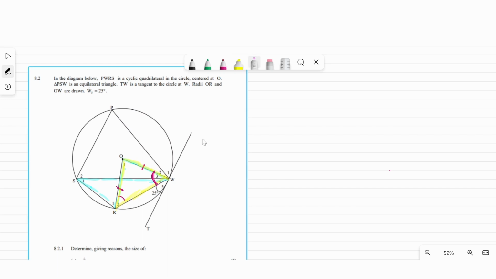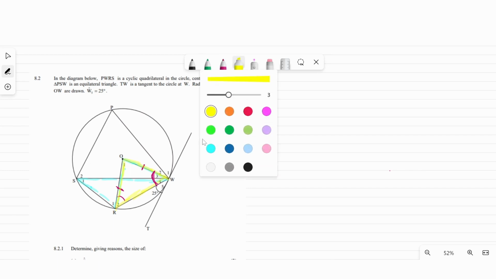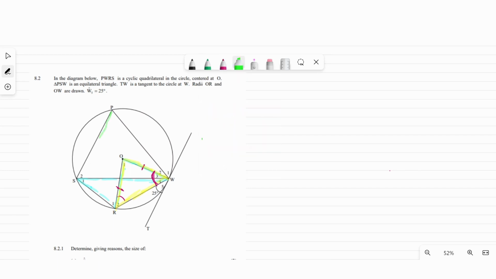Then they say triangle PSW is an equilateral triangle. So we see the fact that we have a big triangle. Let me just highlight it in green. So PSW is an equilateral triangle. Let me delete the turquoise one. What are the properties of an equilateral? All sides are equal. So I'm going to do that. All sides are going to be equal to each other, in green. Let me do double lines so it doesn't confuse anyone. And all angles are going to be equal.